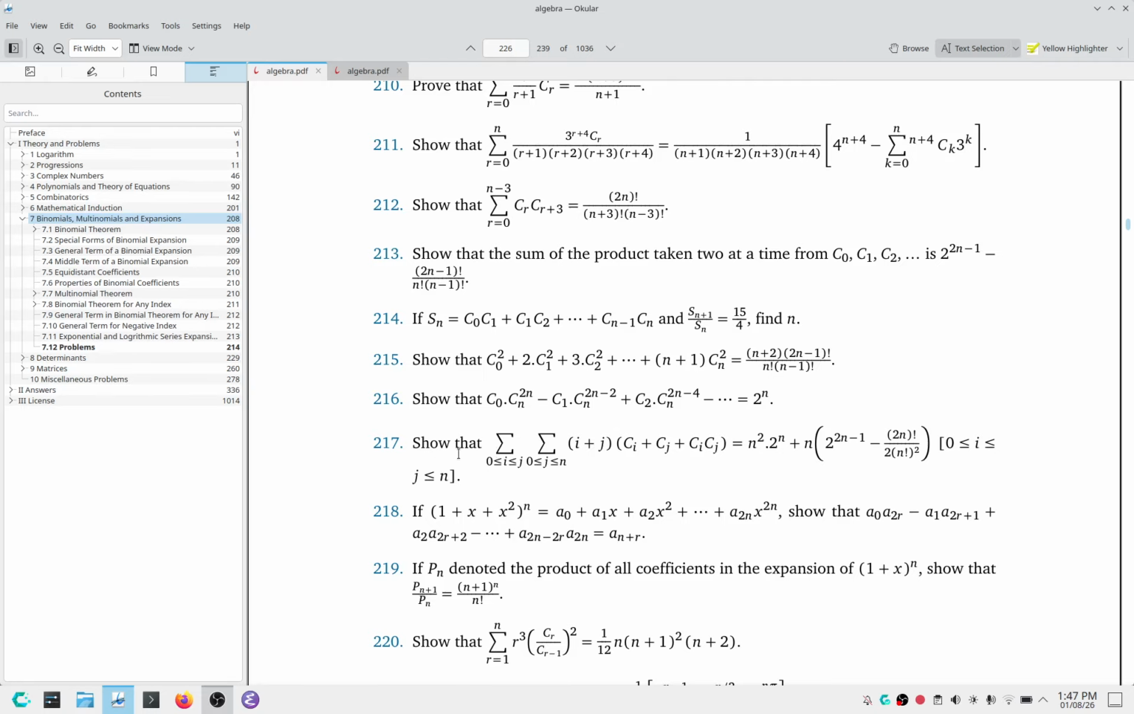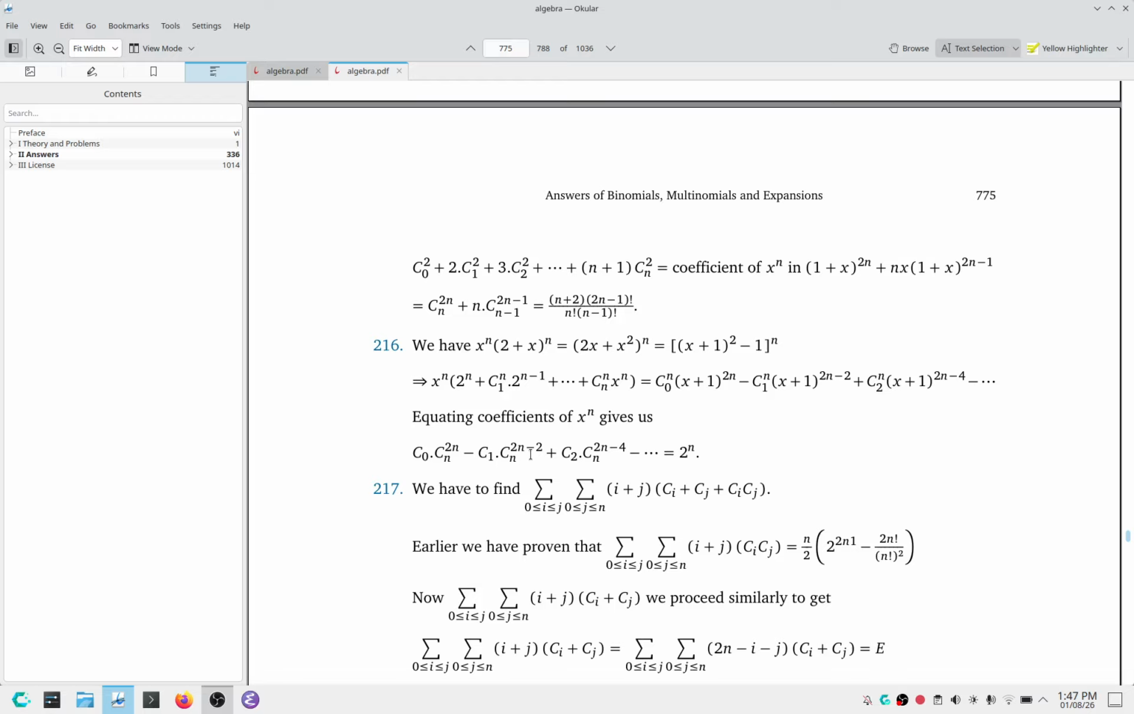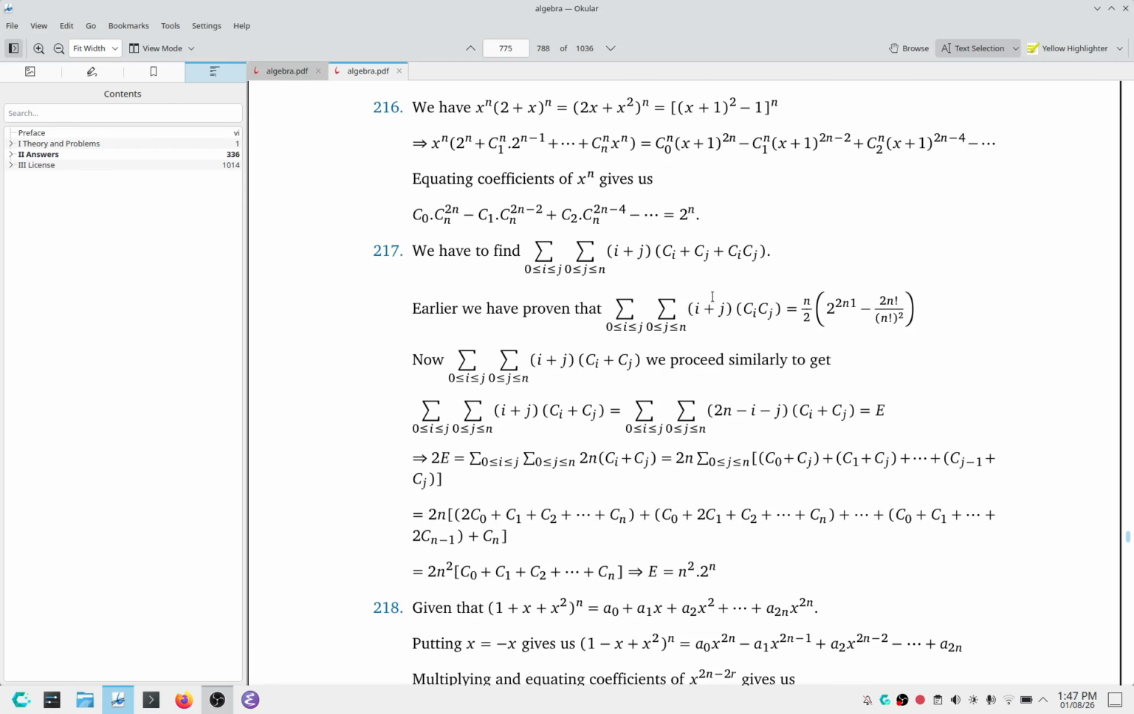Question 217 says that show that the sum over 0 ≤ i ≤ j ≤ n of (i+j)(Ci + Cj + CiCj) is equal to n squared times 2^n plus n times (2^(2n-1) - (2n)!/(n!)^2), where 0 ≤ i ≤ j ≤ n. So we have to find this.